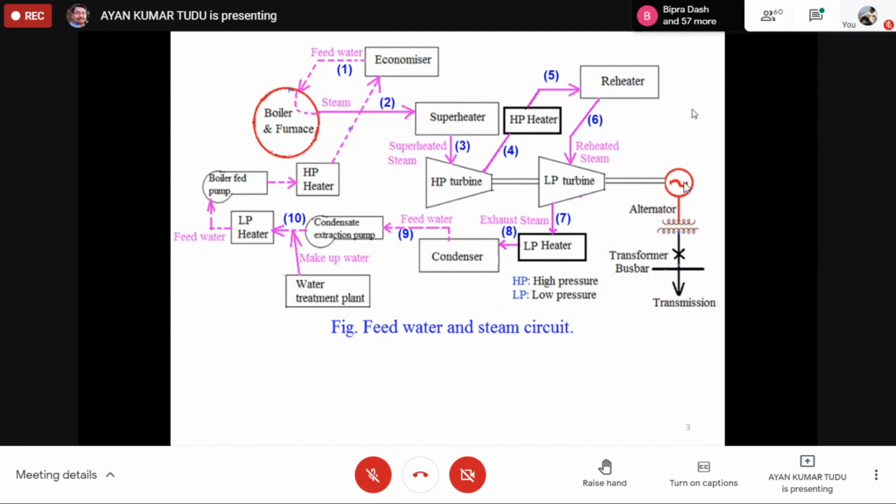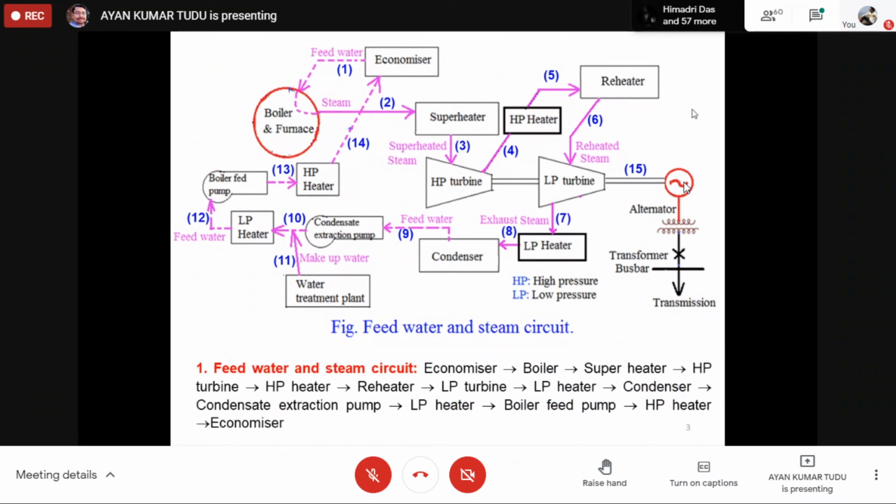Apart from that, we have the water treatment plant, from where our makeup water is fed into this LP heater. From this LP heater, the feed water goes to the boiler feed pump. From the boiler feed pump, it goes to our HP heater, and then again to the economizer and into the feed water. This is the typical circuit. Obviously the LP turbine is rotating, and so the alternator is also operating. So this is the feed water and steam circuit.